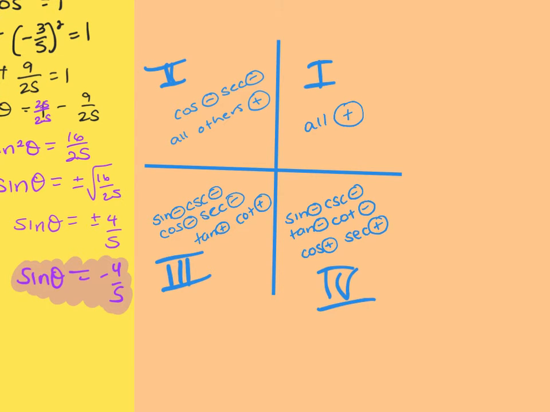I'm going to add one more thing on there. The acronym that can help you with this is "All Students Take Calculus." If you start in the top right and work your way around, "All Students Take Calculus" tells you which of the original 3 trig functions are positive.